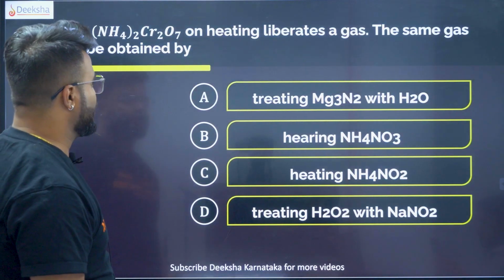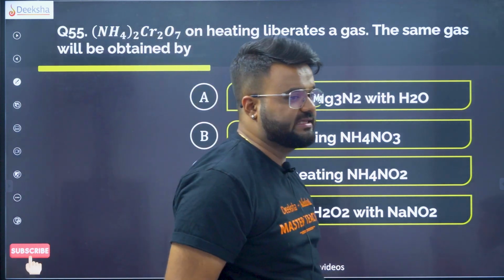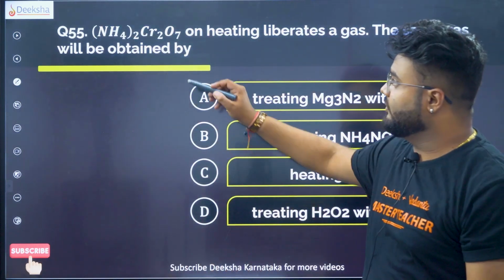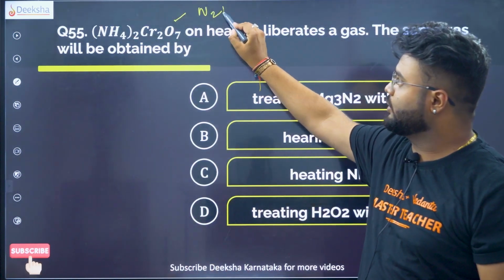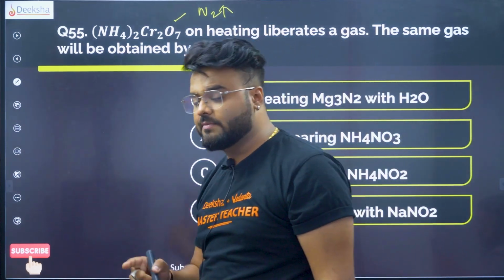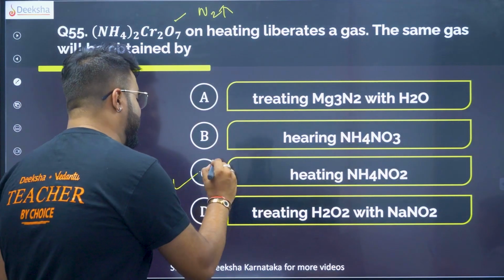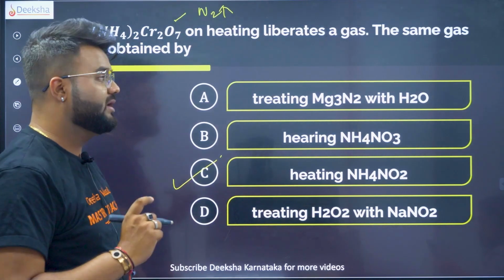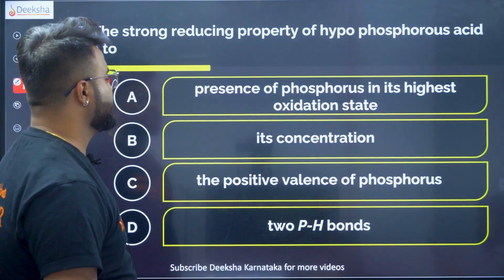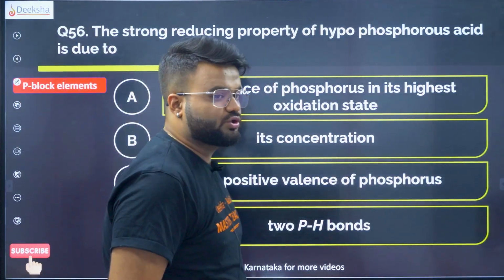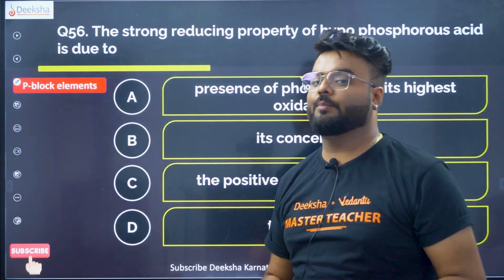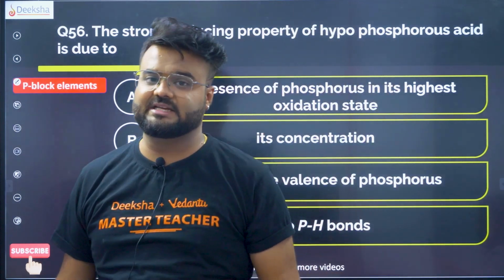Ammonium dichromate on heating liberates a gas. The same gas can be obtained when I heat this, it can liberate nitrogen gas. The same gas can be liberated by heating of ammonium nitrite. Okay, the 56th question, the strong reducing property of hypophosphorus acid is due to.